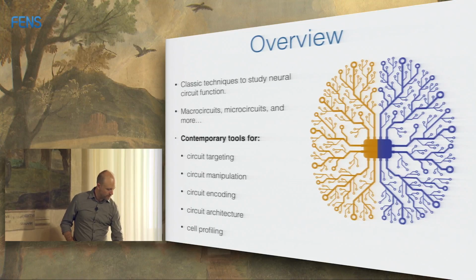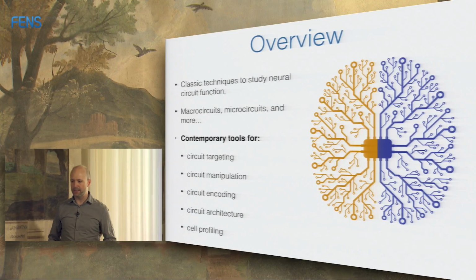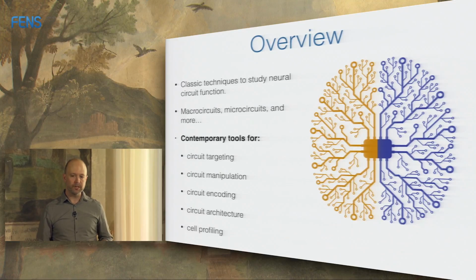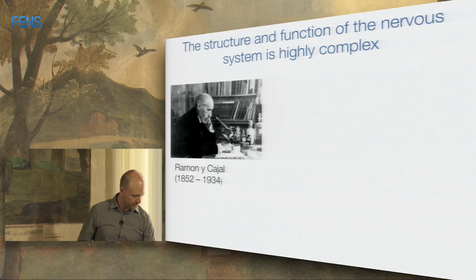And then the last thing, if we have time, is to talk about how we go about quantitatively determining how many different cell types may be in a particular brain region or important within a circuit.